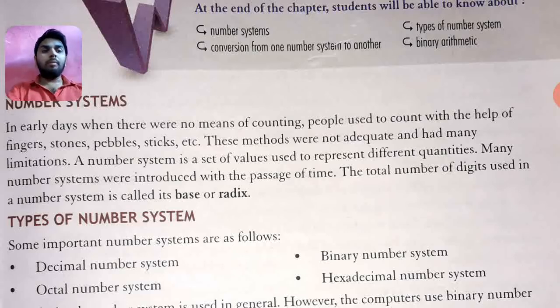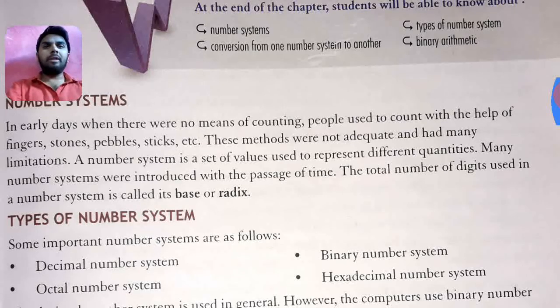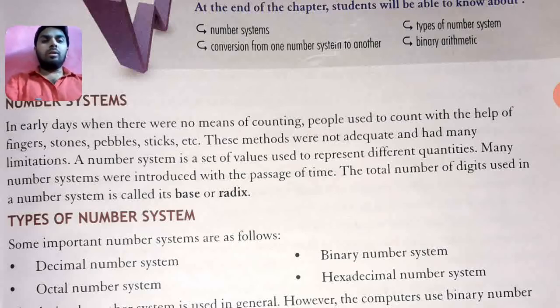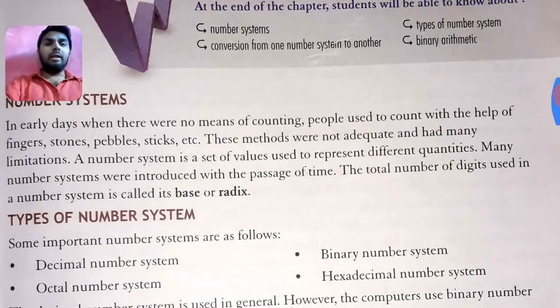The total number of digits used in a number system is called its base or radix. Base is the number of digits, the combination of digits, that a system of counting uses to represent a number. And radix is a term used to describe the number of digits. For example, in the base 10 number system, there is a total of 10 digits, so 0 through 9 means 10 digits. Therefore, its radix is 10.